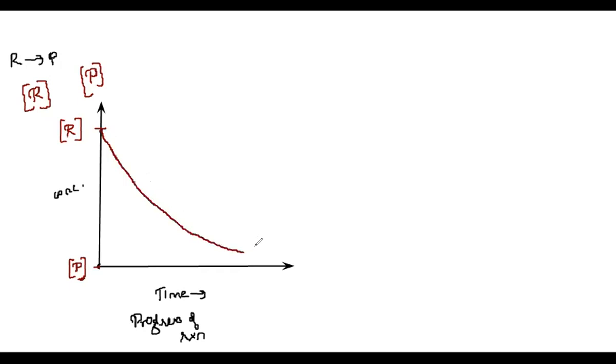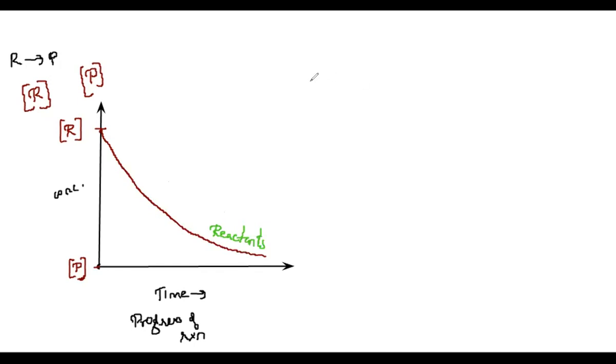It goes on decreasing like this. And as the time progresses, the concentration of the reactants goes on decreasing. So I can write it here. This is reactant concentration decreasing. See, I have not touched the line to the y-axis. It has not become 0.